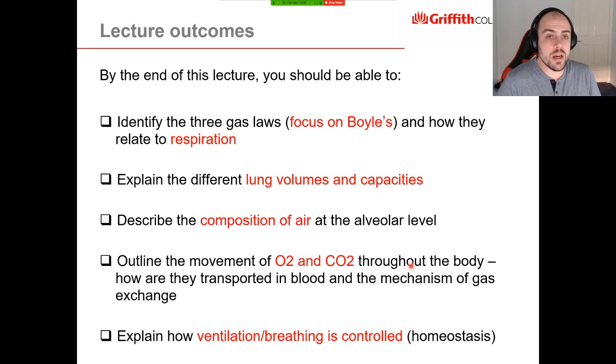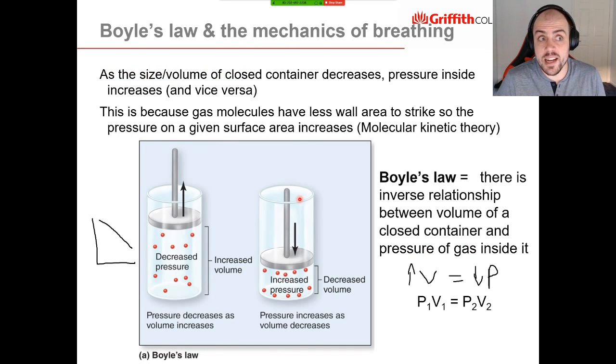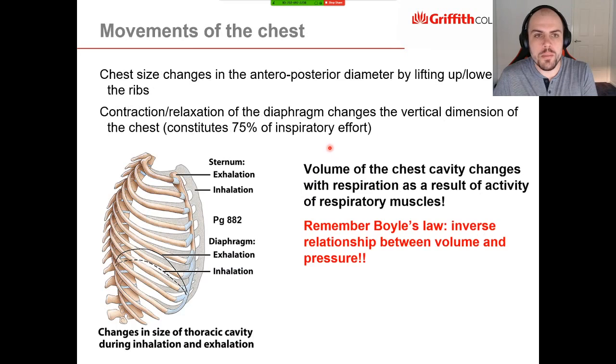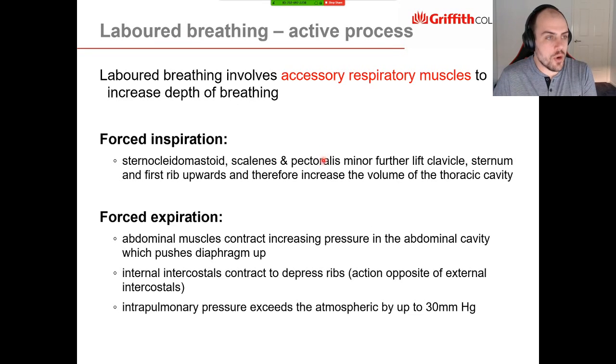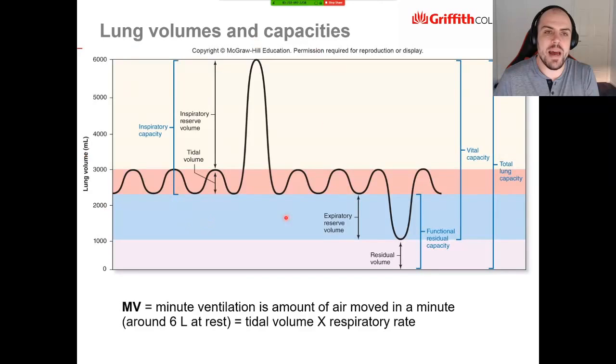Now, tomorrow we are going to do our tute workshop for this. What I want you to do for homework: know Boyle's Law. We're going to have a chat about Boyle's Law. I want you to describe for me, so make sure you have a microphone set up because I'm going to ask you to do it, the step-by-step process of forced inspiration and forced expiration. I am going to talk to you about our lung volumes and our lung capacities.